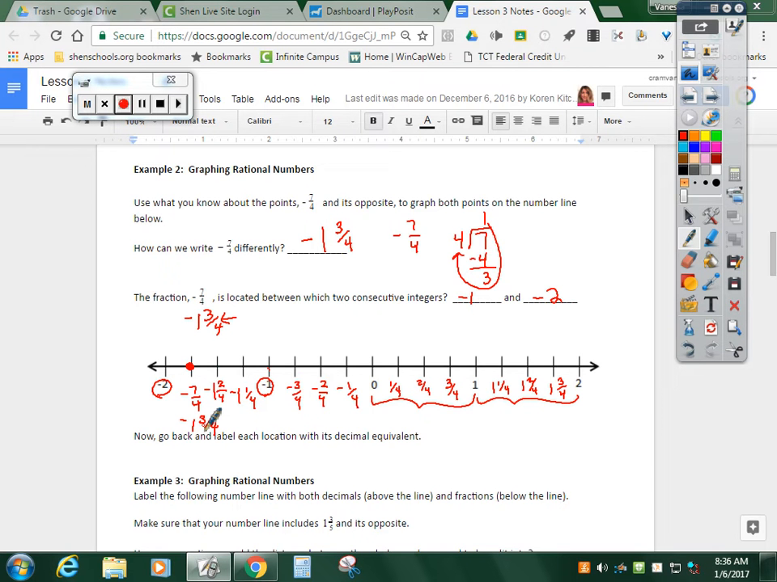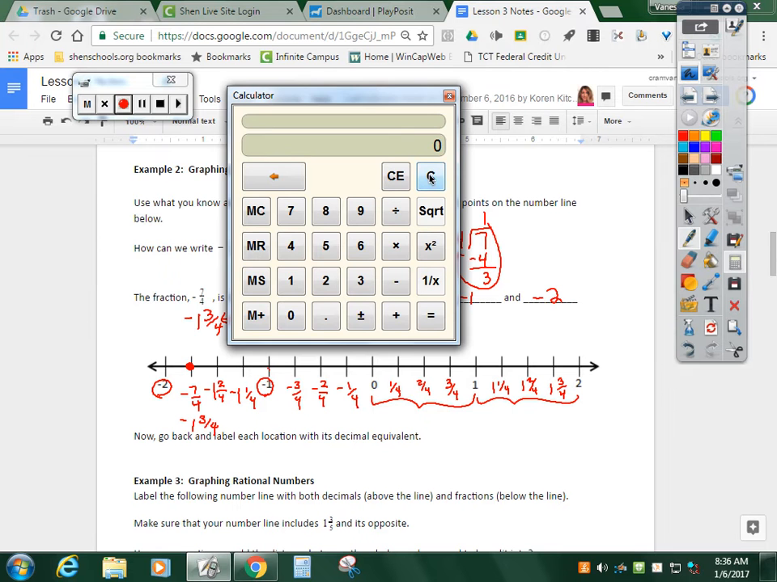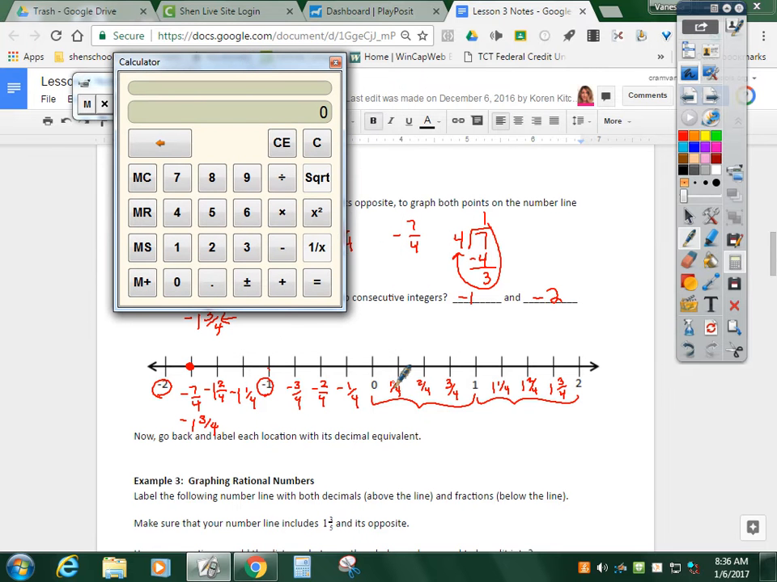Okay, so now I'm going to take out my calculator because I love it. You can take yours out too. I'm going to change this fraction to a decimal. This is 1 divided by 4. Okay, this is going to be 0.25. Okay, 2 divided by 4, 0.5. 3 divided by 4, 0.75. And this is just 1.